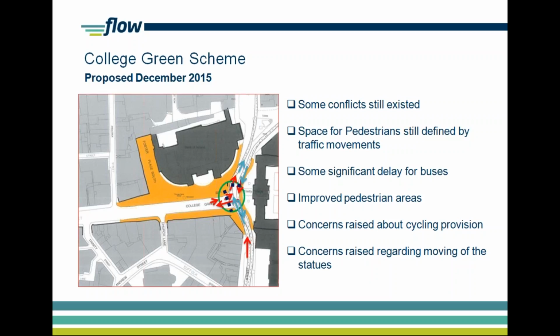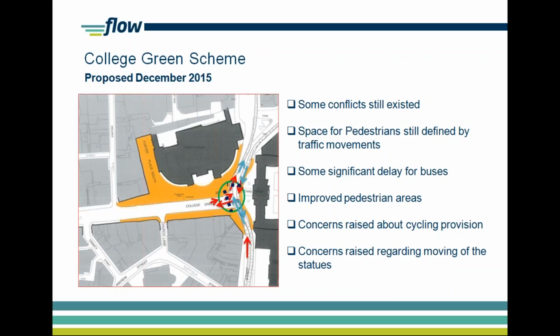We looked at improving the pedestrian facilities in the area by providing more pedestrian space, and this was essentially proposed through rationalizing the pedestrian areas, but even with this, some of the conflicts still existed. The space for the pedestrians was still defined by traffic movements, and we were still experiencing delays for buses based on this layout. Though we had improved pedestrian areas, there were significant concerns raised in relation to the cycling provision, and we also have statues in the area that we would need to relocate in order to make this particular alignment work.